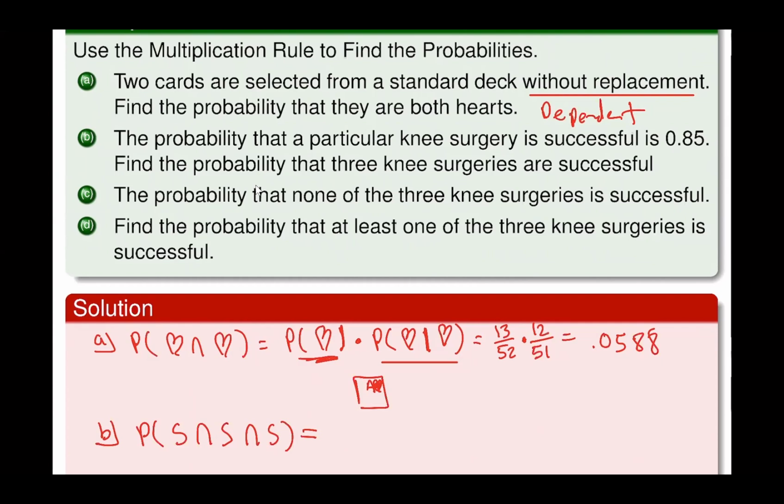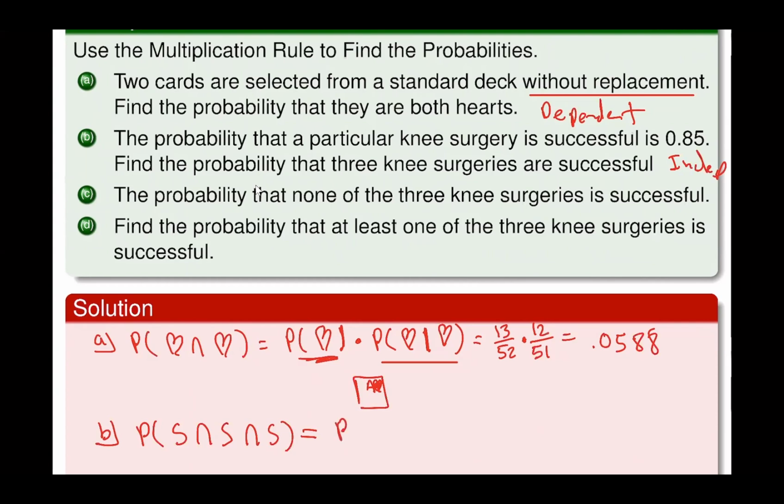It would still be 85%. Yeah, so it'll still be 85%. So that means they're independent, because if the probability doesn't change, that means it's going to be independent. If the probability does change, it's dependent.